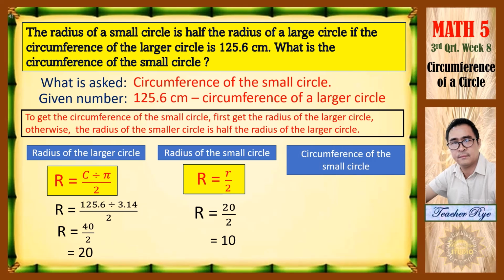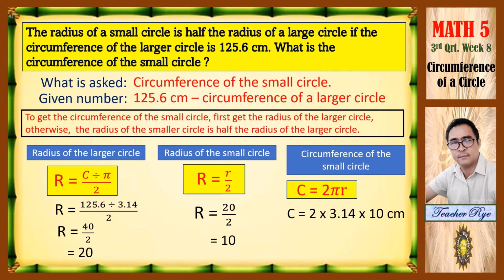Okay? So, ang formula na gagamitin natin dito ay circumference is equal to 2 pi r. Okay? So, substitute natin ang mga value nito. So, 2 times 3.14 times 10. Yung 2 is 2, then pi is 3.14, then 10 is yung radius ng small circle natin. Then 2 times 3.14, that is 6.28 times 10. And the product is 62.8. So, yung maliit na circle, ang circumference niya is 62.8 cm. Okay?